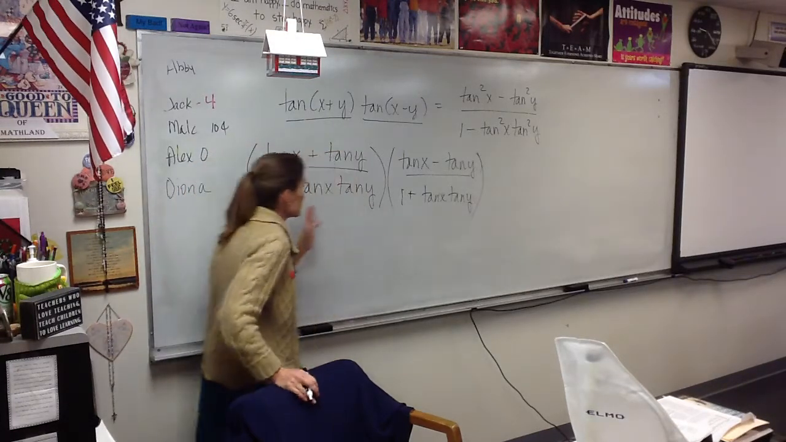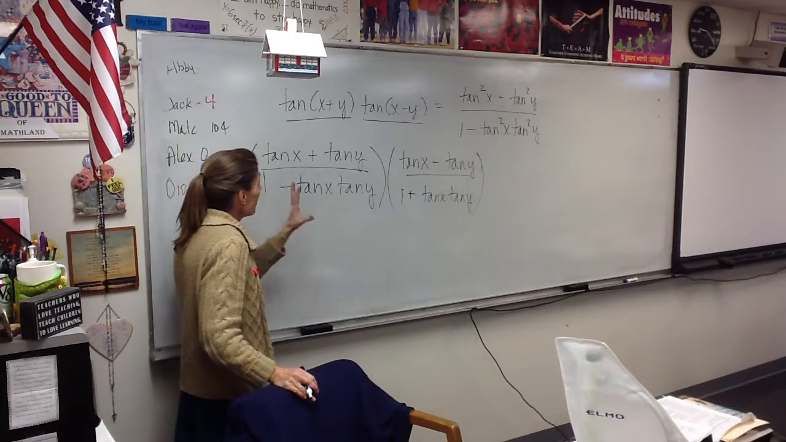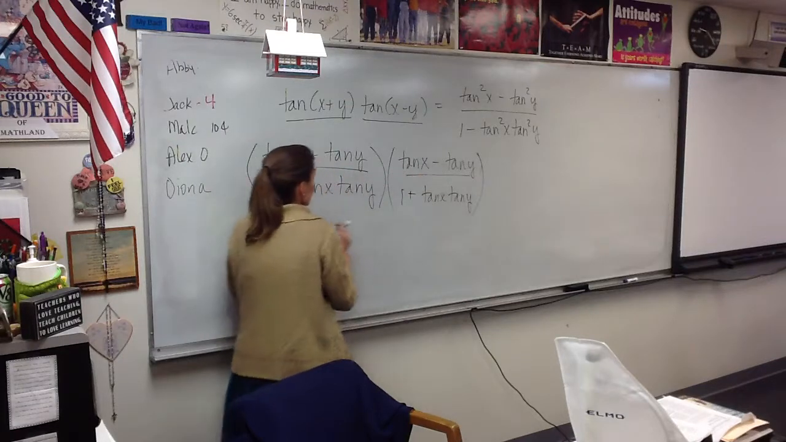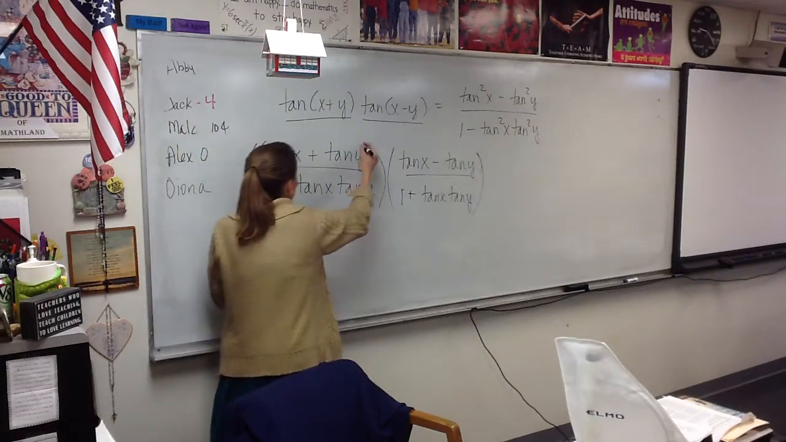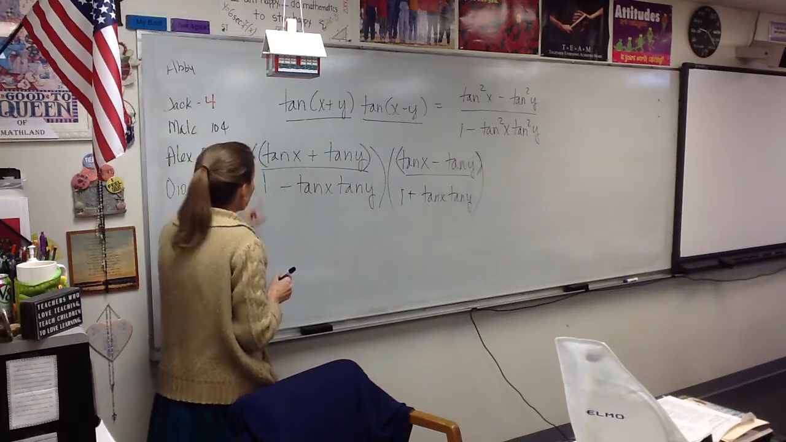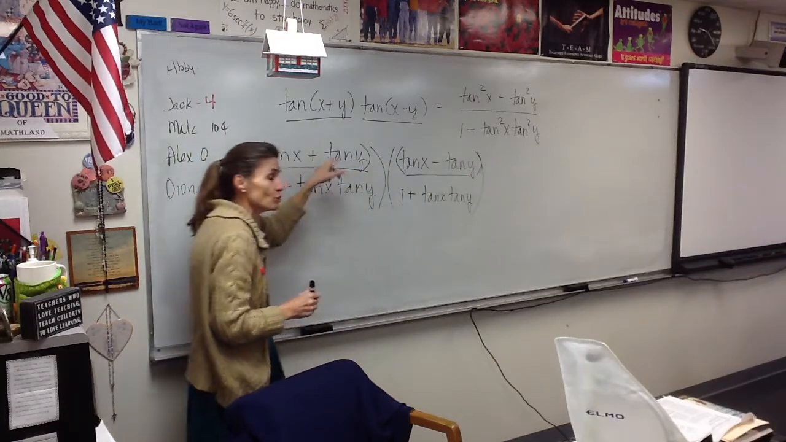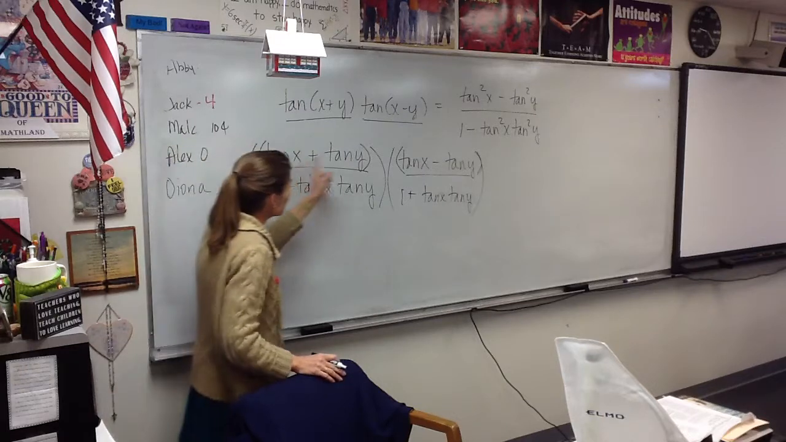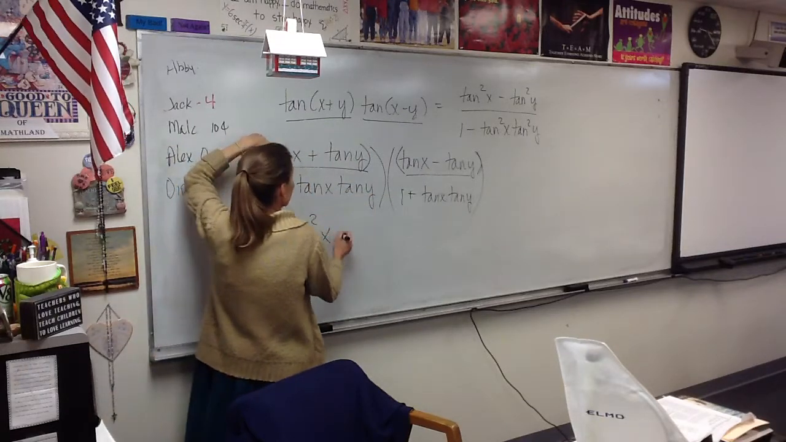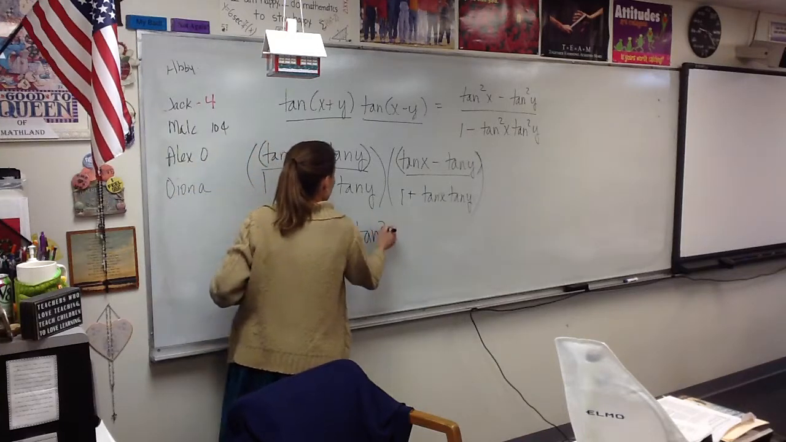Thank you. Now look at this big disastrous mess we have, but it's a FOIL, isn't it? Aren't we taking this fraction times this fraction? So we're going to take this numerator times this numerator. And what happens when I FOIL those two? I'm only doing the numerators now. What happens when I FOIL them? I end up with tangent squared x minus tangent squared y.